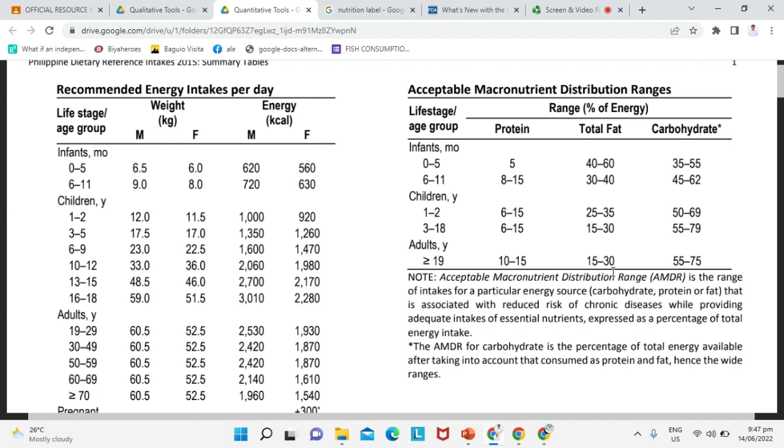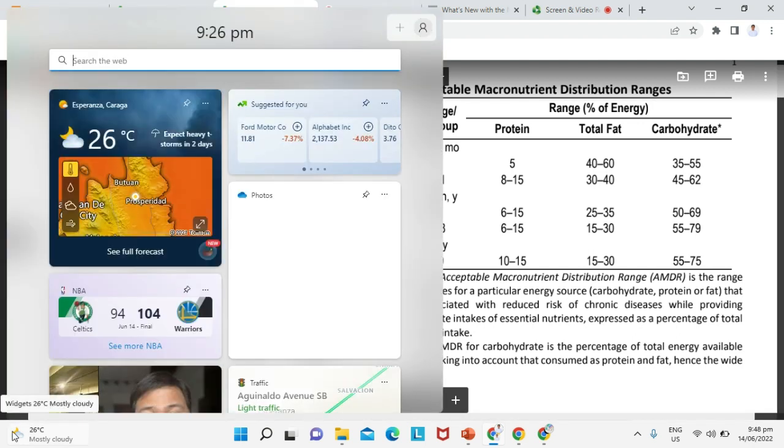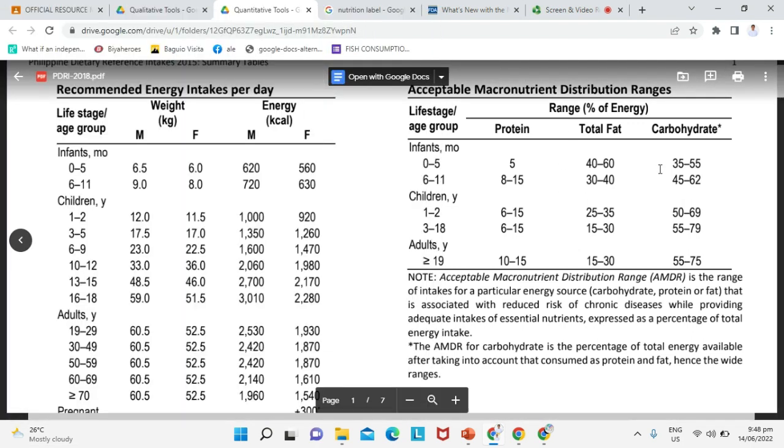So, i-divide na to siya sa 9. So, 632.5 divided by 9 is 70.27777. So, i-round off na to sa 2 decimal places. So, that's 70.28. So, therefore, we need around 70.28 grams of fat. Okay? What about carbohydrates? So, 60 atong gipili. So, 2,530 times 0.6, so that's 1,518 calories. I-divide na to sa 4, since 4 calories per gram man ang carbohydrates. So, that's 379.5 grams of carbohydrates per day.